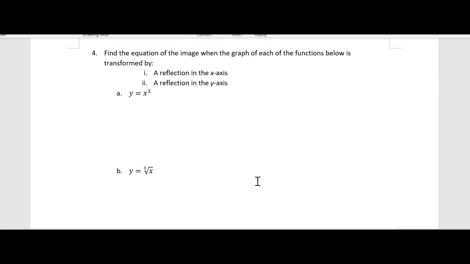Okay, so find the equation of the image when the graph of each of the functions below is transformed by a reflection in the x-axis or a reflection in the y-axis. Well, the first two we've kind of already done. We did the x cubed, and the next one is the same as x to the power of a third, which we did earlier. So we did do it graphing, and I did say they're both the same thing, and you'll realize that if we did the mapping. So let's just do the mapping for the first one. So reflection in the x-axis means we've got negative y.